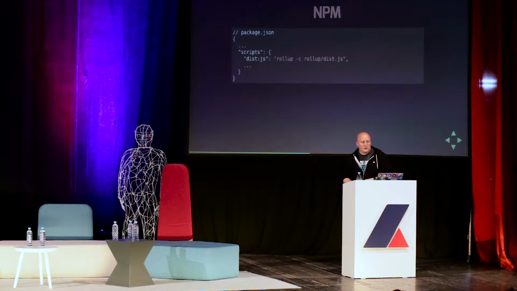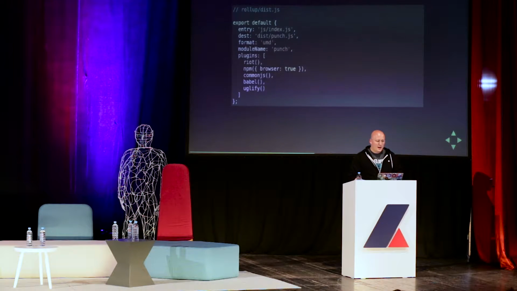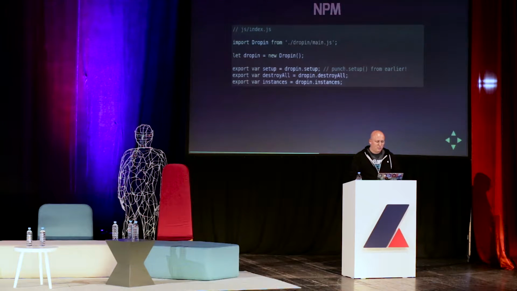That's what the compiling looks like. You just say rollup, and you pass it a configuration file. For me, I just run this in NPM. Then in my rollup distribution file, my config file, I just specify an entry, a destination, the UMD, what I want to call it. In this case, I call it punch. I do some uglifying and some other stuff. And this is what it looks like for me. I've combined a whole bunch of different libraries together. And down there is the punch setup, and that's actually the bit that I've used before.